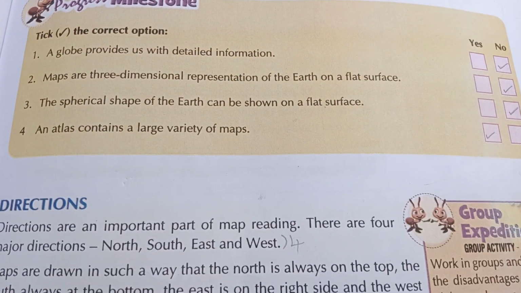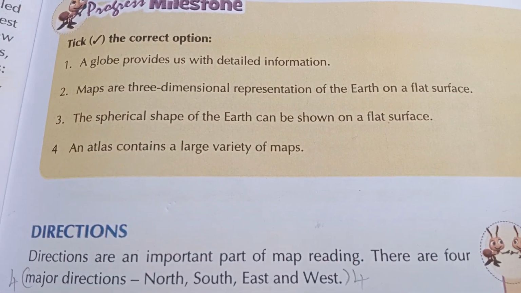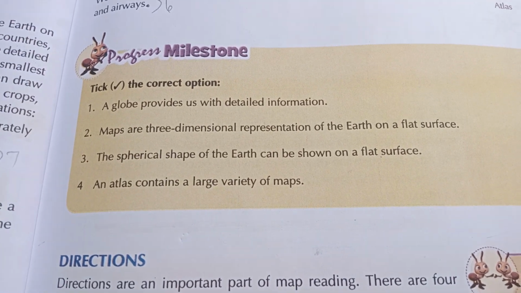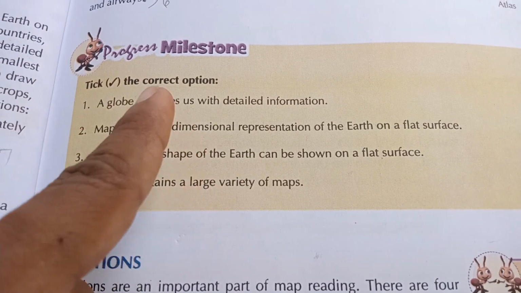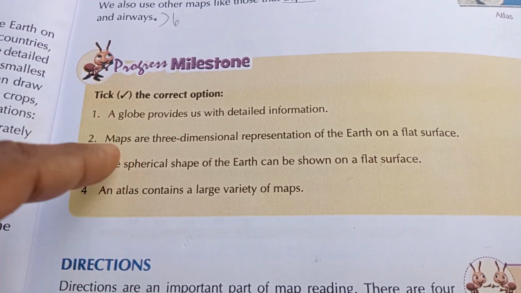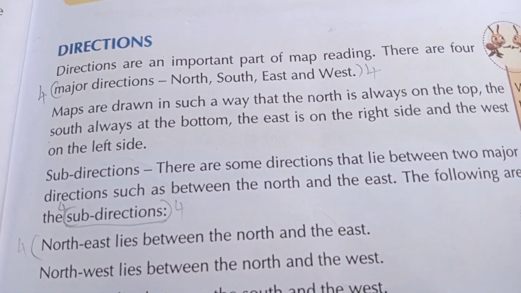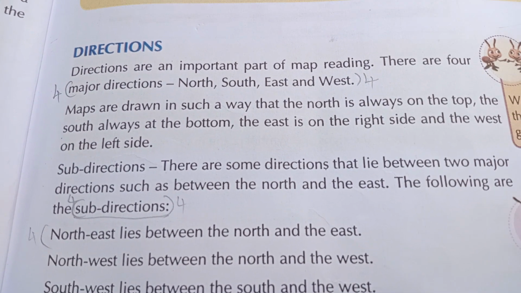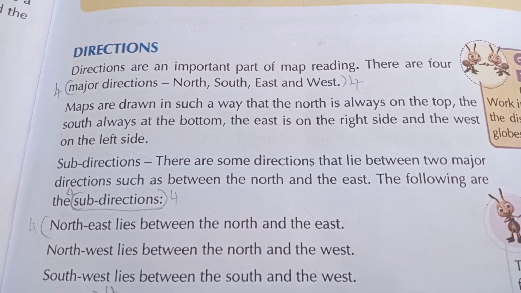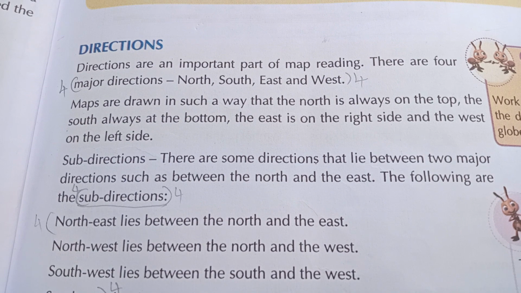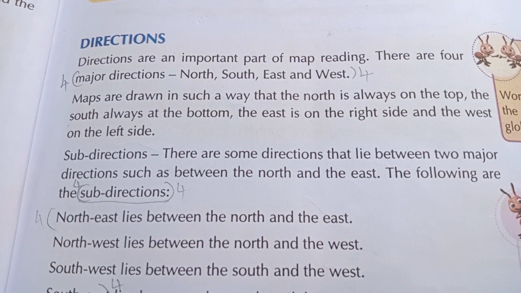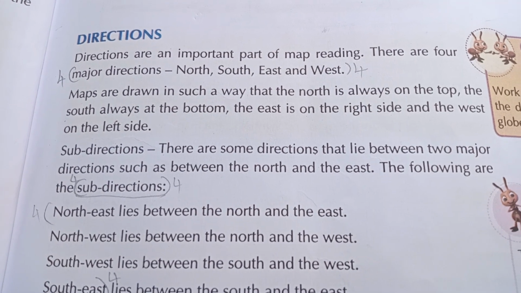Now, you are doing like this. Tick the correct option. You are going to read the page again and then complete the yes or no. Okay, this is your choice. Next, let us move to the directions. Directions are an important part of map reading. There are 4 major directions. Do you know already? North, south, east and west.